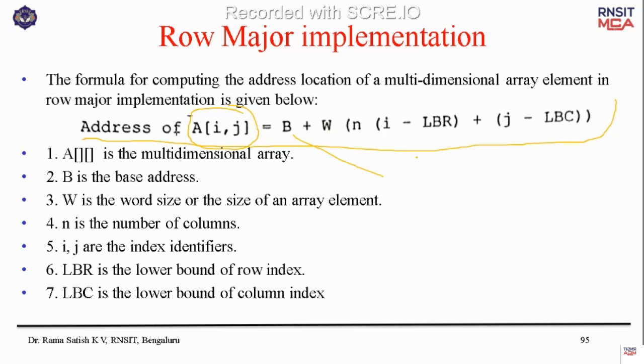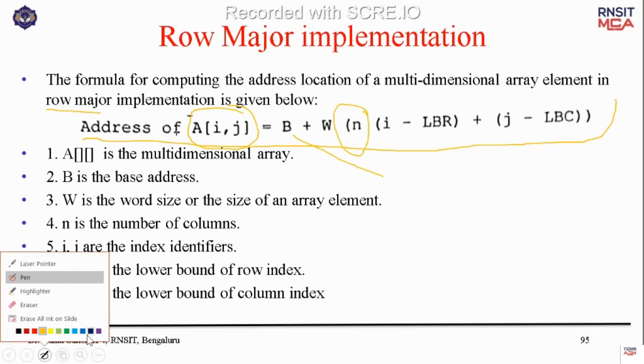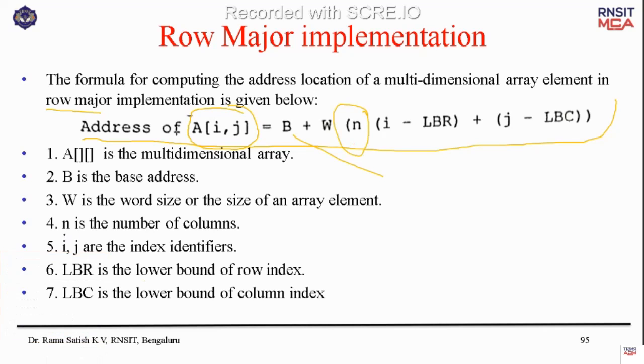And N is the number of columns, because we are working on row major elements. So since we are working on row major elements, N represents the number of columns, how many columns are there. And i, j are indices of that particular element, and LBR is the lower bound of the row index.